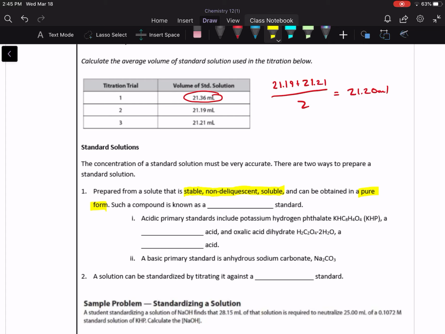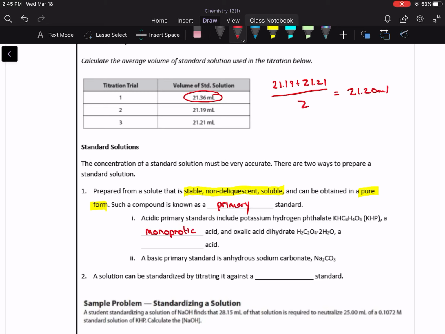So if we can find something that meets those criteria, then we would refer to that as being a primary standard. We could use that compound directly. So for example, if we wanted an acidic primary standard, one option might be potassium hydrogen phthalate, or KHP, and it's a monoprotic acid.